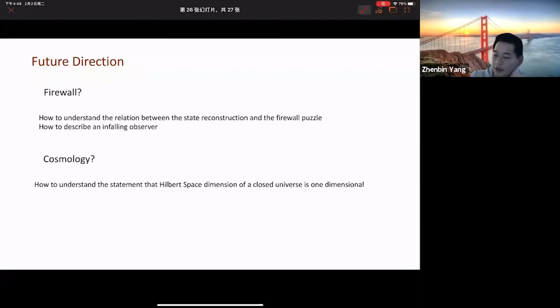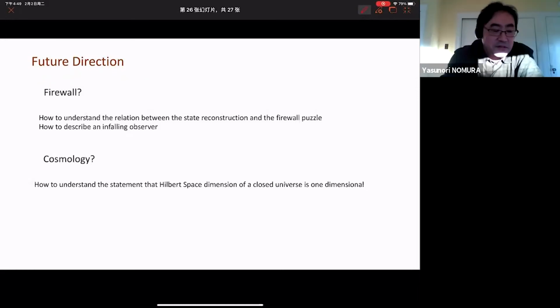Yeah, so I don't know. Yeah, you have a basis of firewall states. Why does it mean that the infalling observer will meet a firewall? That I don't know. Okay, that's what you meant. Okay. Yeah. And then, yes, a certain nonlinearity is needed.